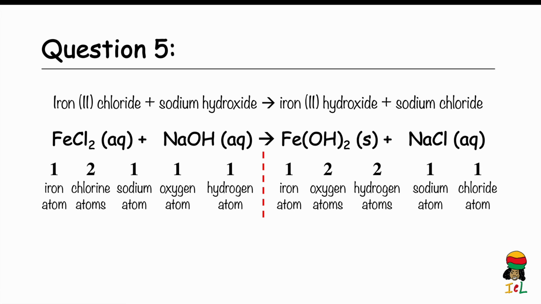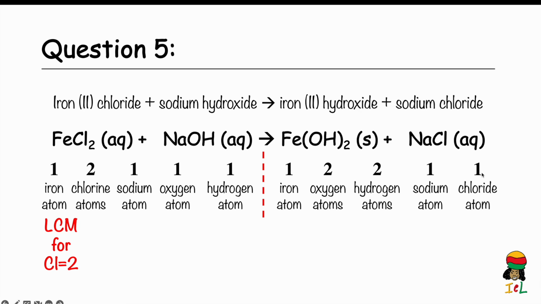All the other atoms need to be balanced. So we'll start with balancing the chlorine atom. There are 2 chlorine atoms on the reactant side, but only 1 on the product side. So the LCM for chlorine is 2. The number of chlorine atoms on the reactant side is already equal to the LCM, so we move to the 1 chlorine atom on the product side.